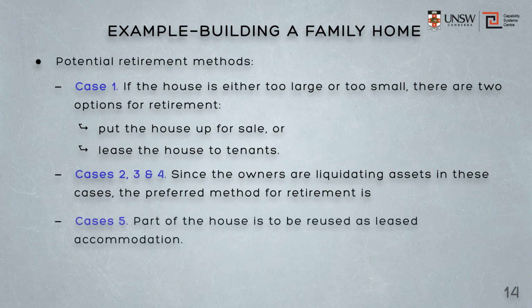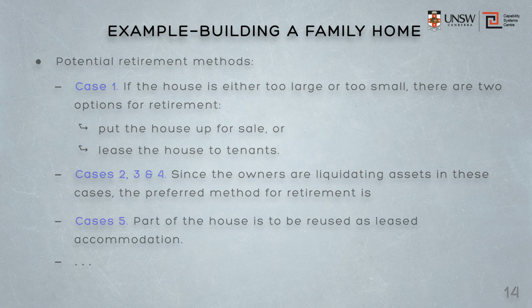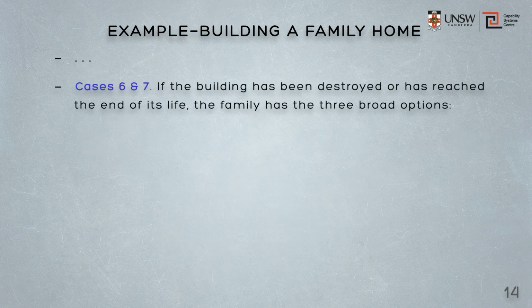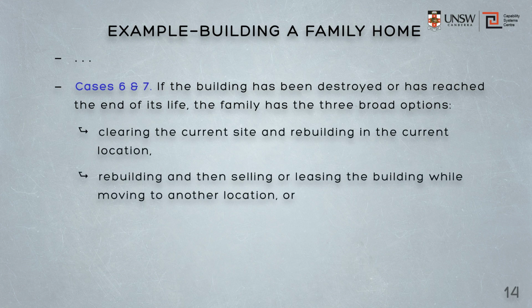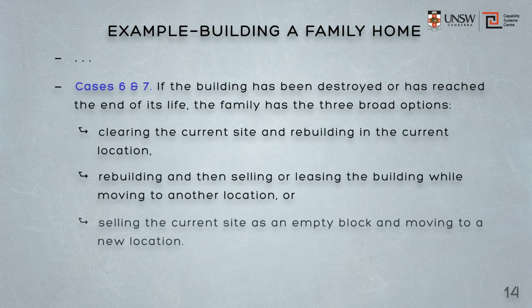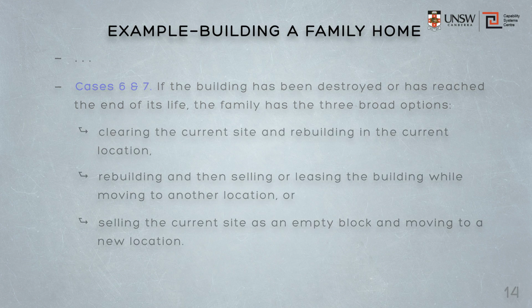In case 5, the family is struggling a little financially, and so part of the house could be reused as leased accommodation. In cases 6 and 7, the building is no longer useful. It's been destroyed or reached the end of its life, and the family has 3 broad options. Either to clear the current site and rebuild, to rebuild and then sell or lease the building, moving to another location, or to sell the current site as an empty lot and move to the new location.